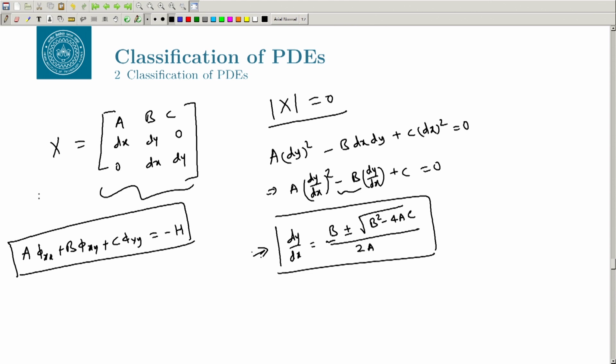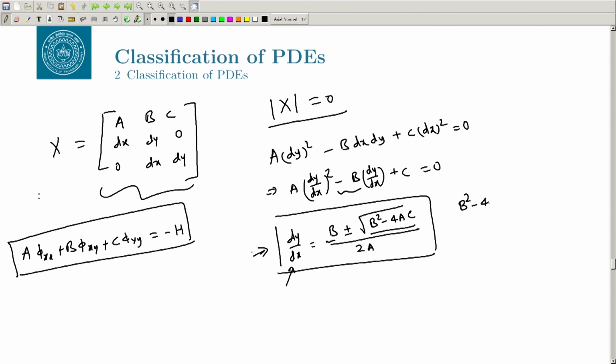Now, in order to find out where the characteristic lines are present, we need to see whether the solution of this dy/dx is real or imaginary. If it is real, then the solutions exist. That means that you have characteristic lines. And if you have the imaginary solution, or this B square minus 4AC less than 0, then you do not have characteristic line. So, let us look at this expression.